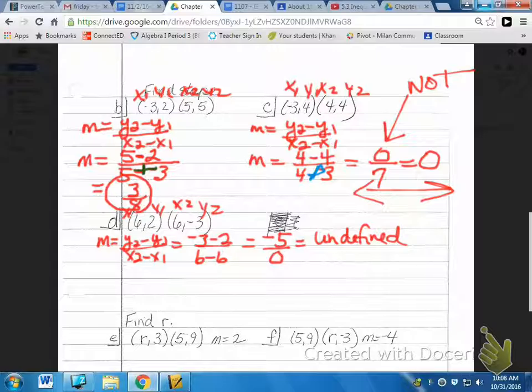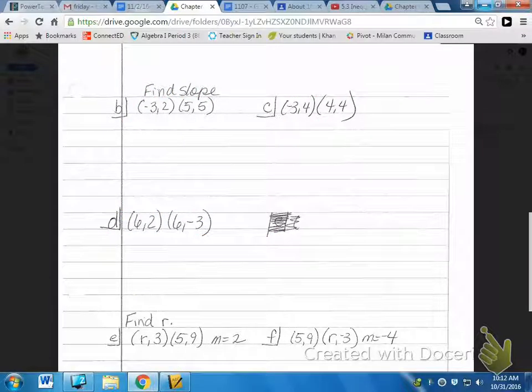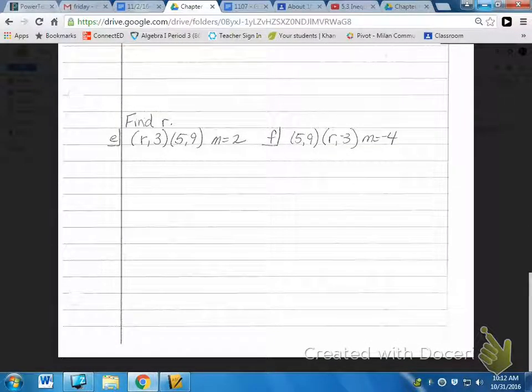Now, the last thing that we do need to talk about is something that we haven't done before. There are two ordered pairs, but one of the coordinates is missing. It's r. But the slope is given. So your job is to figure out what r is. And here's how you would do it.